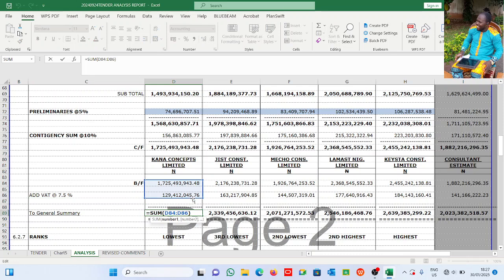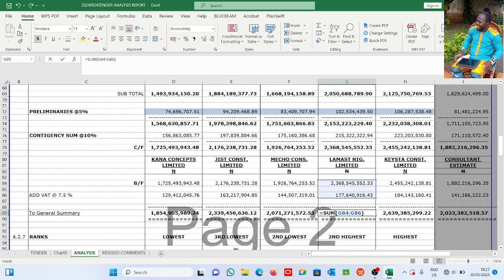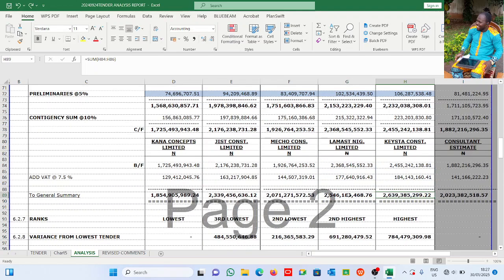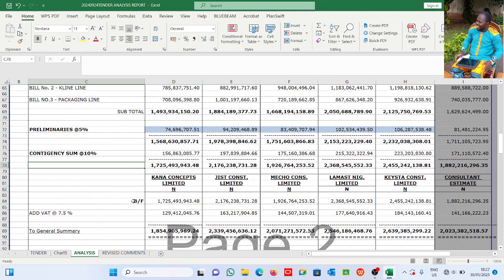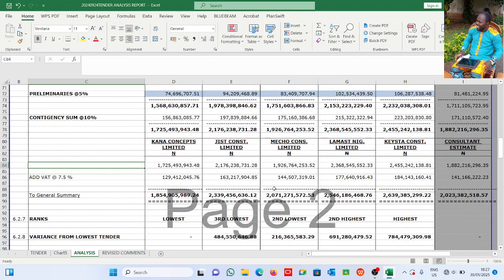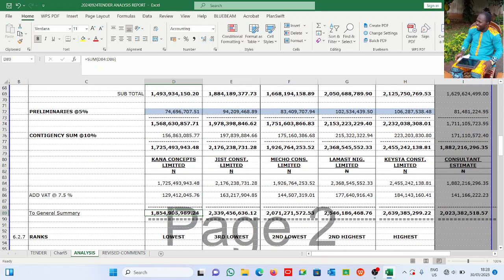All right, so having added VAT, to add them up, this gives us the final sum for which the contractor says they are going to do the job. Kana said they are going to do it for 1,855,000,000. G said they're going for 2,339,000,000, 2,071,000,000, 2,546,000,000, in that order.